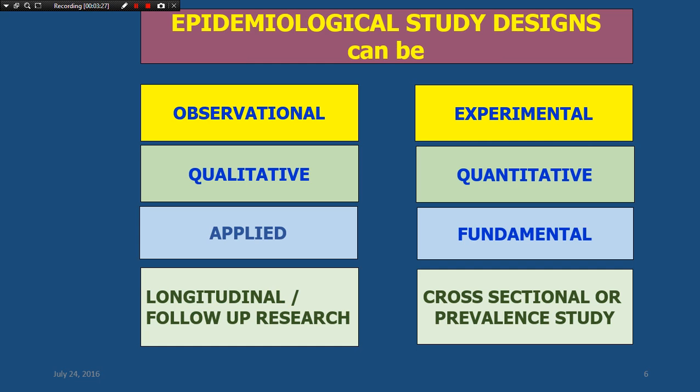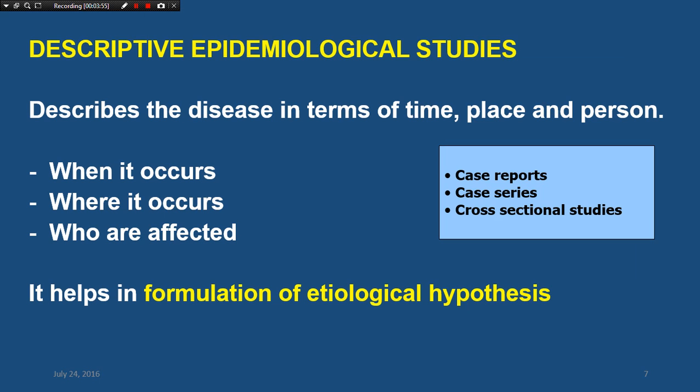There are more classifications. Observational and experimental we have seen. Qualitative research and quantitative research. Applied research or fundamental research. Longitudinal research or cross-sectional research. Longitudinal research is otherwise known as follow-up research. The cross-sectional research is otherwise known as prevalence study.